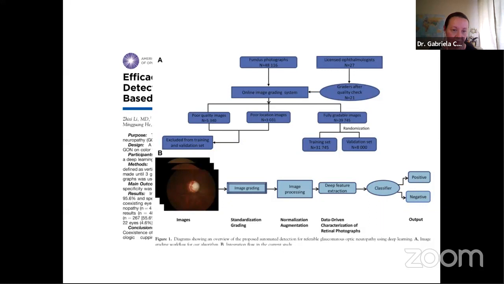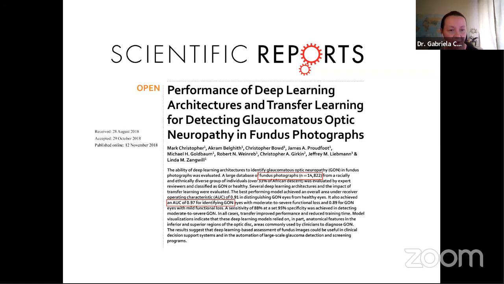And this is the architecture of how they did the classification. The other paper that I will mention is by Christopher and a group from 2018 from Scientific Reports. They again had a very high area under the curve. Again, they only used color fundus photographs, but they used a smaller amount of images, 14,822. So this gives a very good hope that there is information in the color fundus photographs, but that this needs a very careful approach to figure out how to do it.